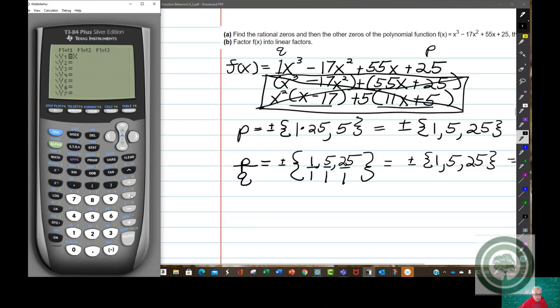So x caret 3 minus 17x squared plus 55x plus 25. Okay, there's a 25 over here. So x to the third minus 17x squared plus 55x, and let's go over there and make really, really sure that I typed plus 25, and I did. Okay, let's graph it.